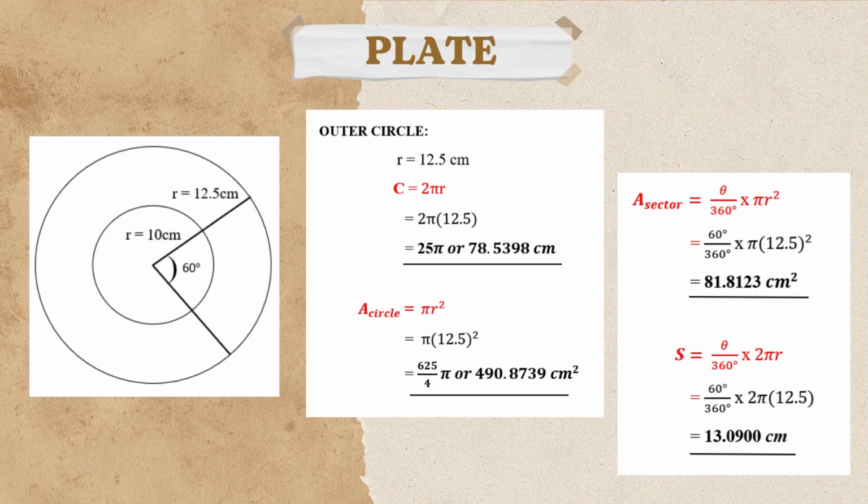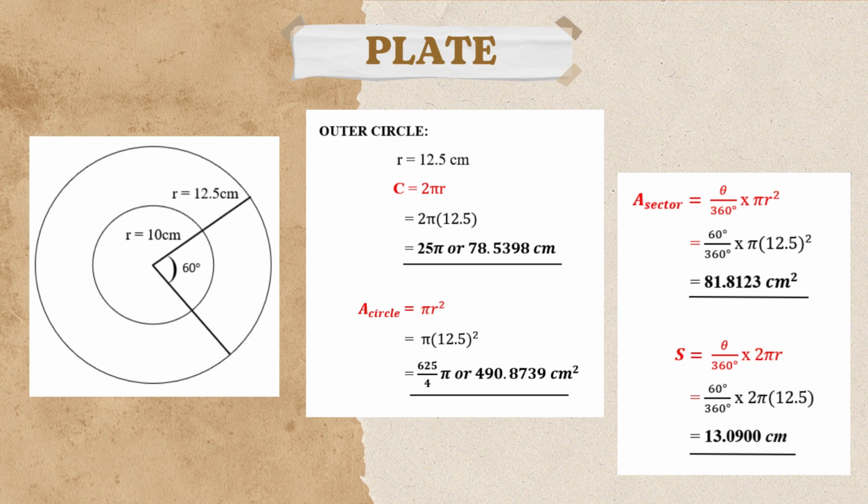Now, for its area. Using the same formula as before, pi r squared, and substituting the radius into the formula will give us pi times 10 squared, where we put the equation into our calculator, giving us the answer 100 pi or 314.1593 centimeters squared. Let's start by finding the outer circle area of sector and its arc length first.